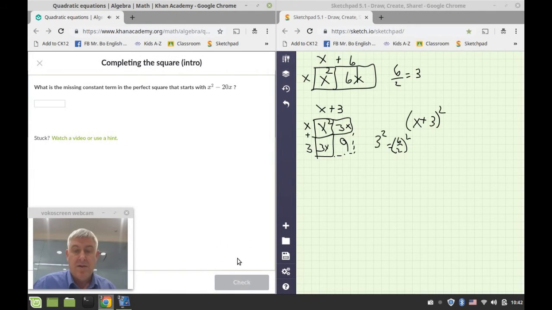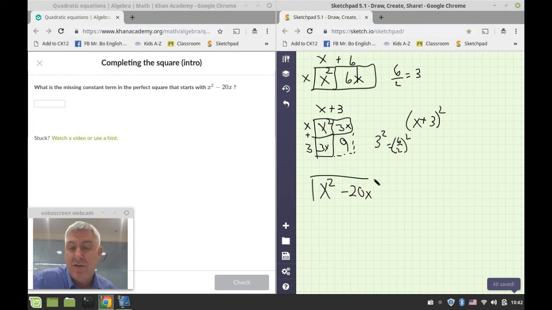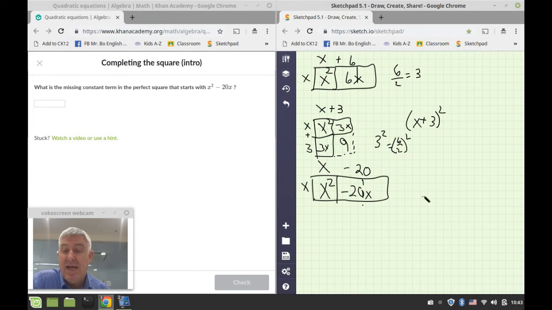One more. I'm not going to make a new one, I'm just going to do it on the bottom here. What is the missing constant term in the perfect square that starts with x squared minus 20x? And again, I'm going to kind of cheat here. You can't really use an area model with a negative number, but that's okay. Numbers work out anyway. So x minus 20 times x is x squared minus 20x. And we're going to cut that in half. So negative 20 divided by 2 is equal to negative 10.